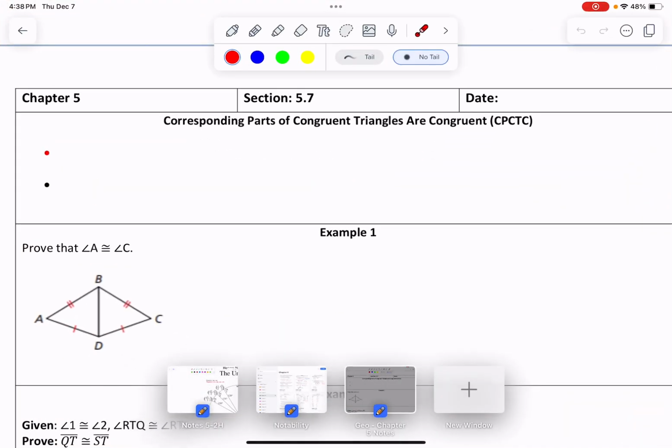Today we're going to take a look at our last section in chapter 5, and it's called Corresponding Parts of Congruent Triangles Are Congruent. We use the abbreviation CPCTC, and a lot of times we just use CPCT. Right? For corresponding parts of congruent triangles, what we're allowed to say is that once we've proved two triangles are equal, then each angle inside in the one triangle has a matching equal part in the second triangle.